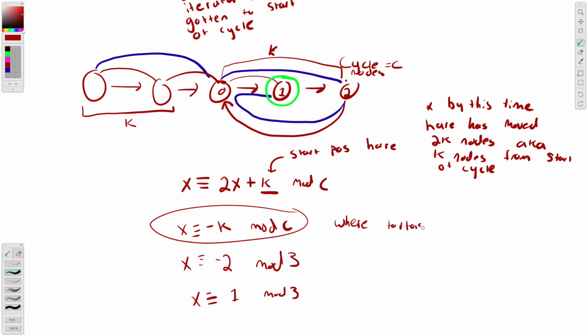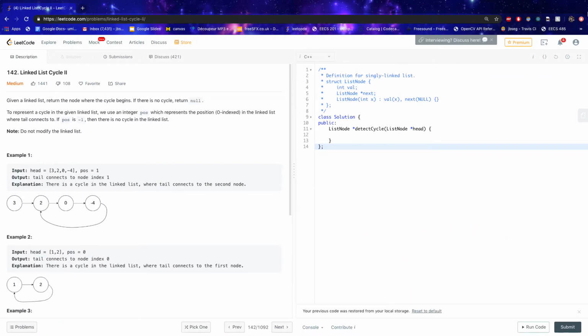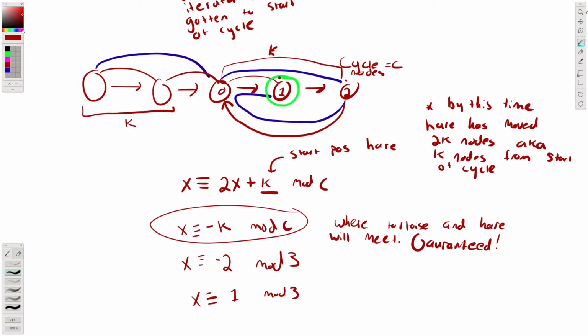So this is where the tortoise and hare will meet. Guaranteed. I do not know how to spell guaranteed, but this is just proving that's where they'll meet. So if this is where they'll meet here, the question, finally back to the question, is how to figure out the exact position of the start of this start.